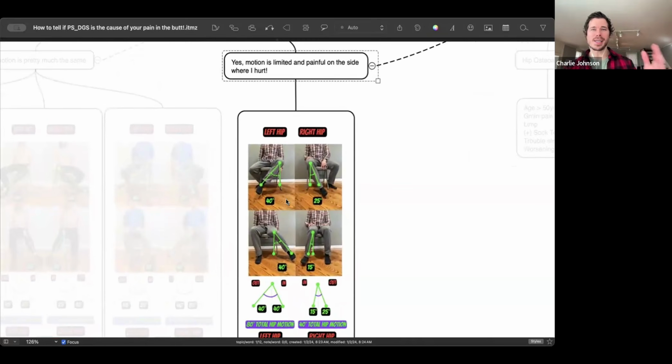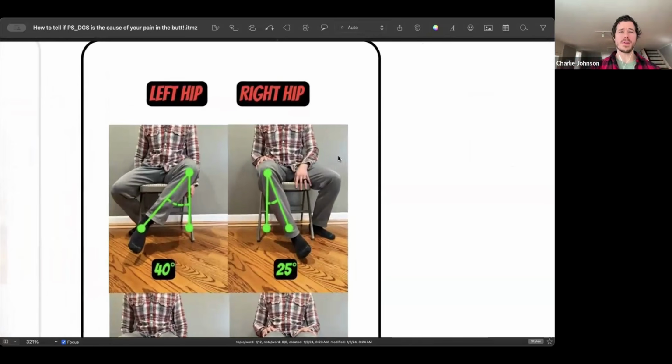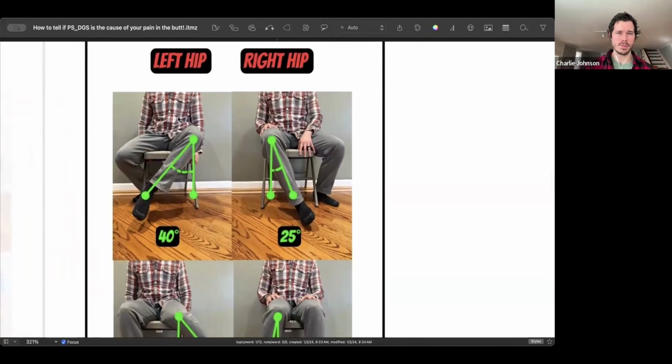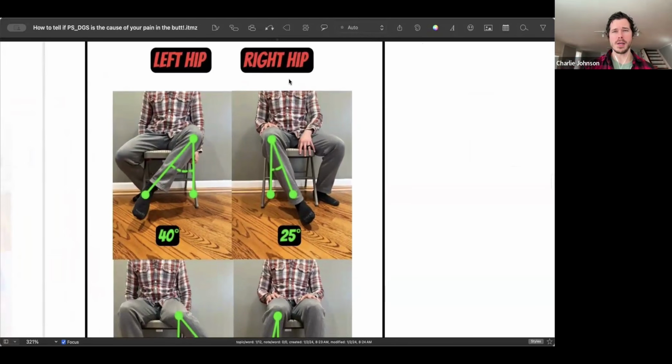Let's just say the motion is limited and painful on the side where you hurt. Here is what it would look like. And again, this would be very clear and evident. It would probably reproduce some pain in the butt or the groin or the outer hip. And again, it would be clearly restricted. So in this case, this is an example of a restricted and painful right hip joint.